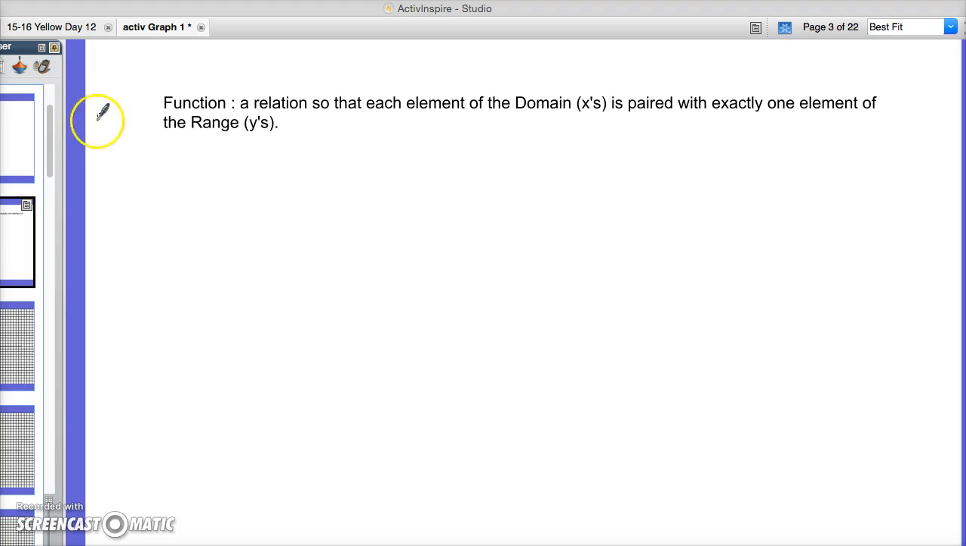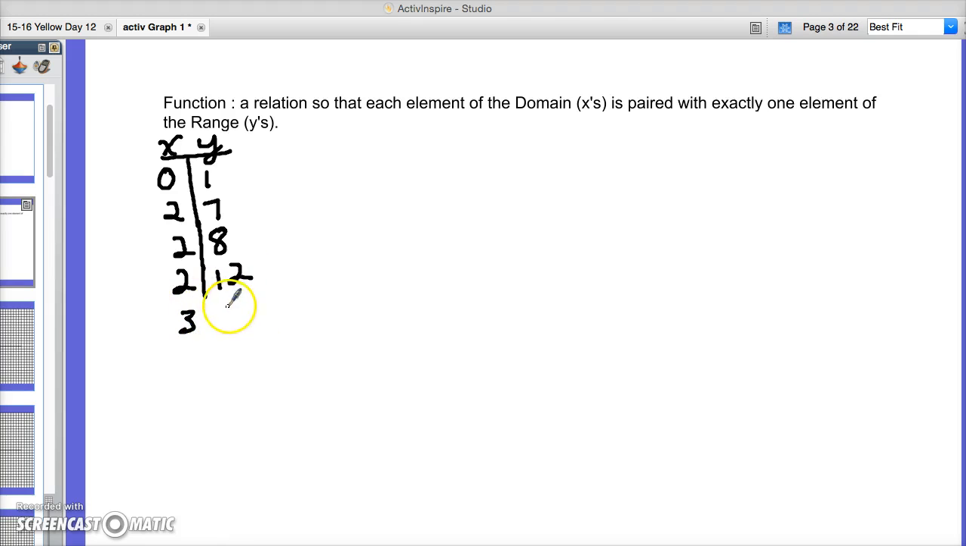So to give a quick example, if I have x and y, if x is 0, y is 1, x is 2, maybe y is 7, but then I put in 2 again for x, and I get out a different value this time for y. And maybe I put in 2 again to see what's going on, and I get yet another value for y, and then a 3, and maybe 8 again. Okay, this is not a function.